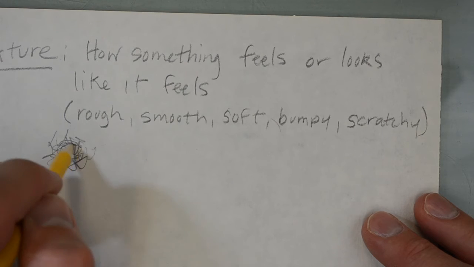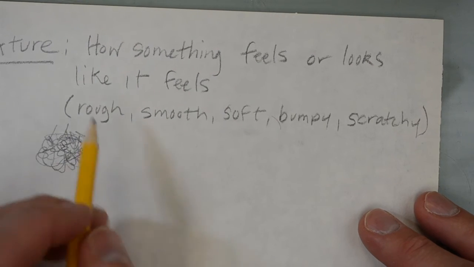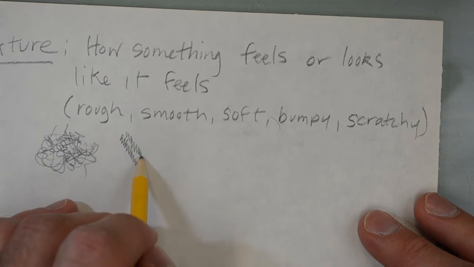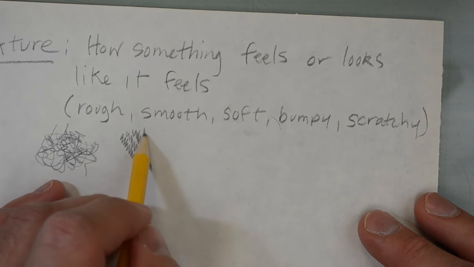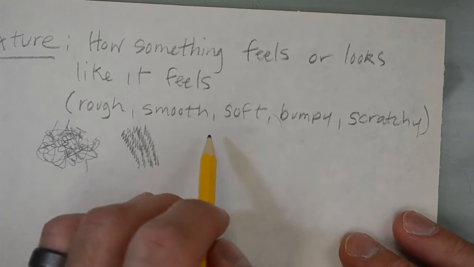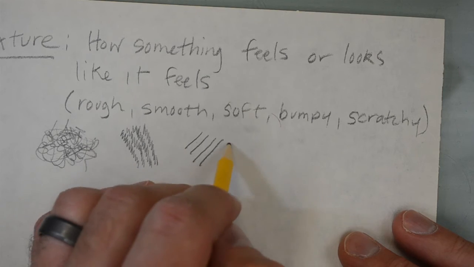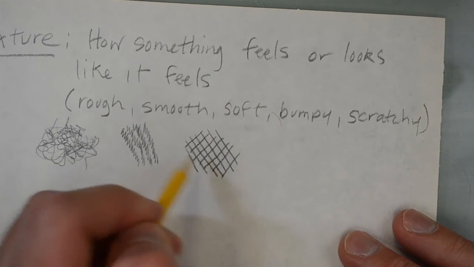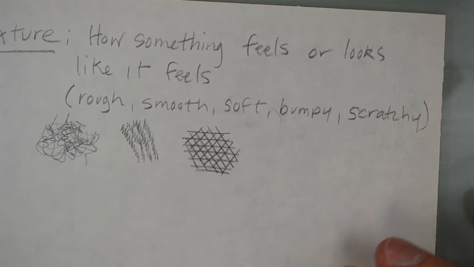So right now I'm doing a scribbly line, which creates its own kind of texture. If I produce a different kind of line, it makes a new texture. And then if I cross lines together, it makes a new texture.